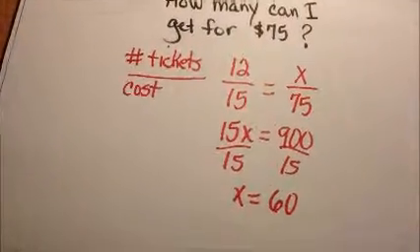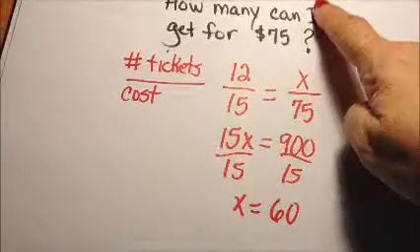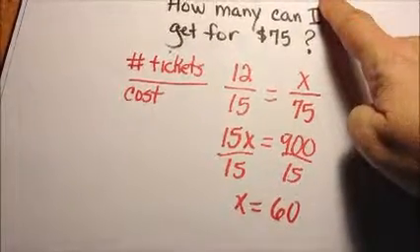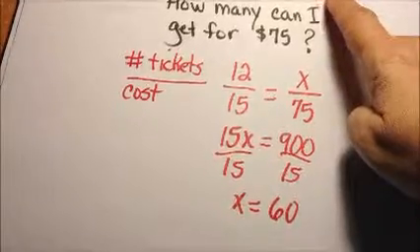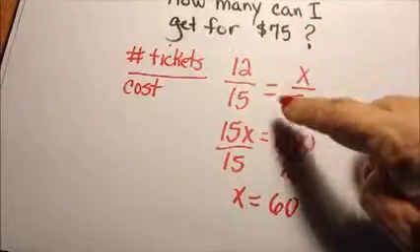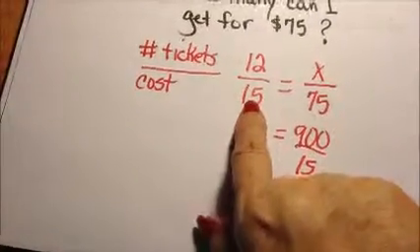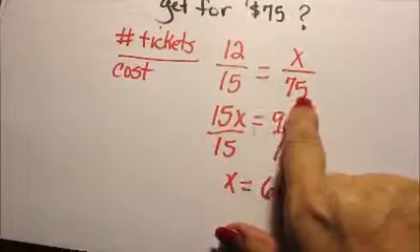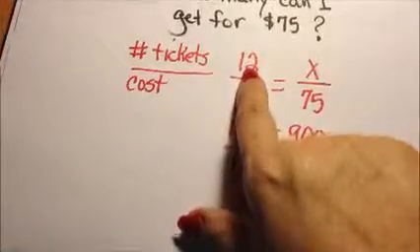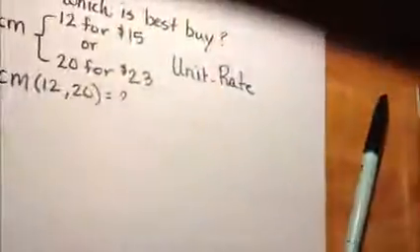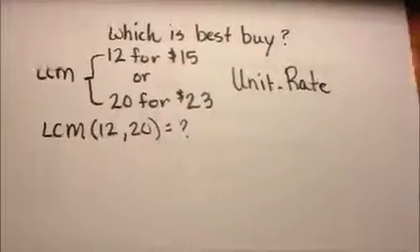Now think about it a minute. 12 costs 15. Then if I look at multiplying 15 times 5, I would do 12 times 5, so it's the same thing. In other words, I could say 15 times 5 is 75, so 12 times 5 would be 60, and that would be another way of arriving at the same answer.